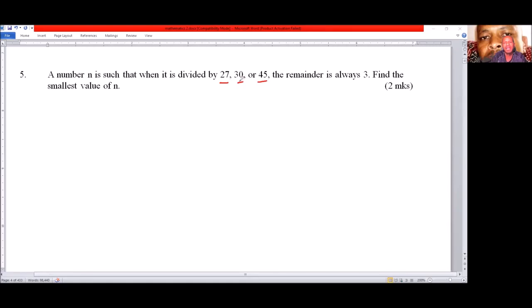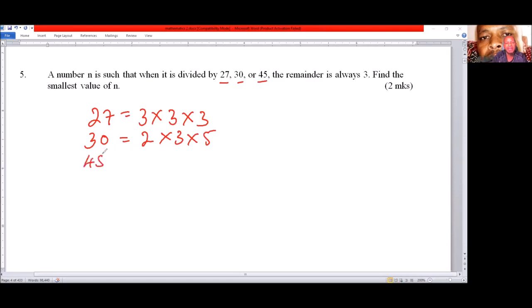When you divide by 30, the remainder is 3. And when you divide by 45, the remainder is 3. So we can start with 27 and say 27 is 3 multiplied by 3 multiplied by 3. This is 9 times 3, 27. This is 30. You divide by 2, it is 15. By 3 is 5. So those are the factors.